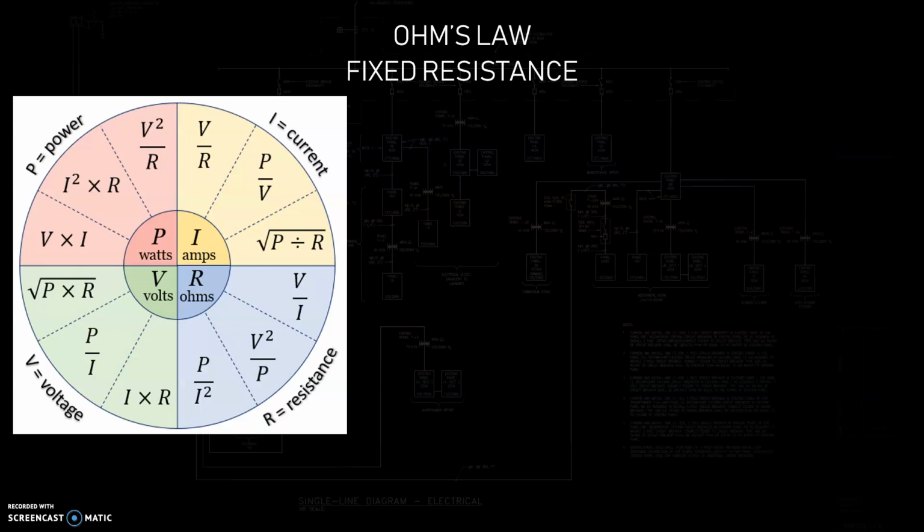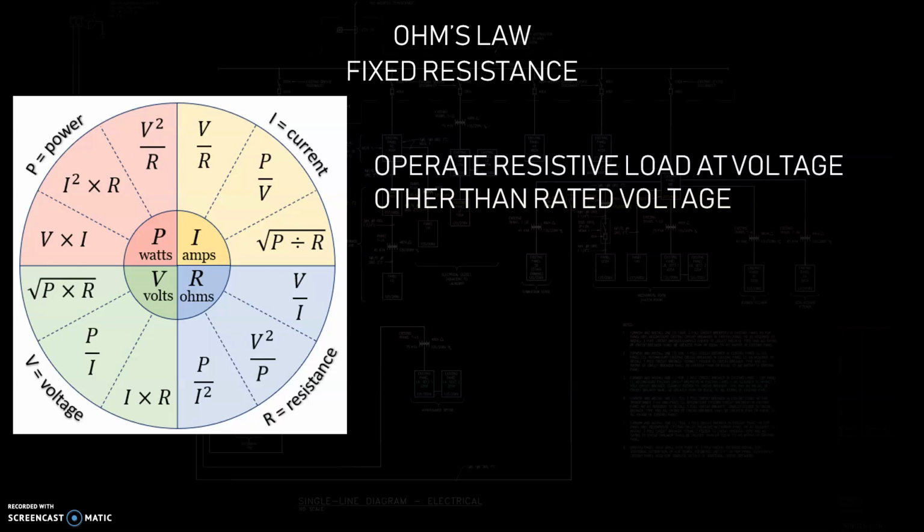So if we're going to operate a resistive load at a voltage other than the rated voltage, what happens to the other values? So let's back up. What's a resistive load, first of all? Something with a resistive element or filament. So an incandescent light bulb, a heating element. Those types of things are resistive loads, okay?